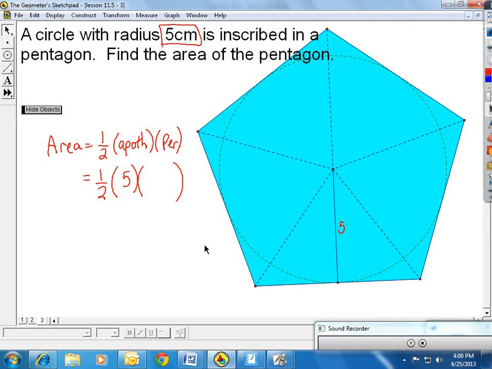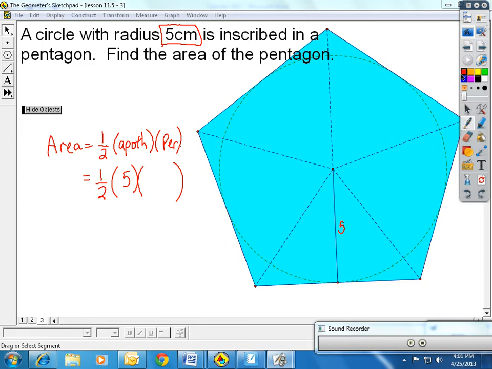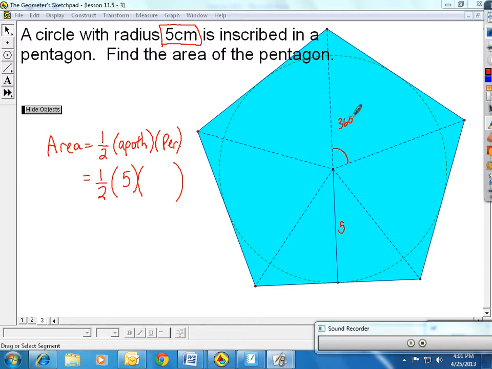If this is a pentagon, that means I've got 1, 2, 3, 4, 5 angles. My radii break this into 5 angles. So what is the angle measure of each one? Take 360 divided by 5. This whole angle must be 360 degrees because that's all the way around the circle. 360 divided by 5 is 72 degrees. So this is 72 degrees, this one is 72 degrees, this one is 72 degrees.